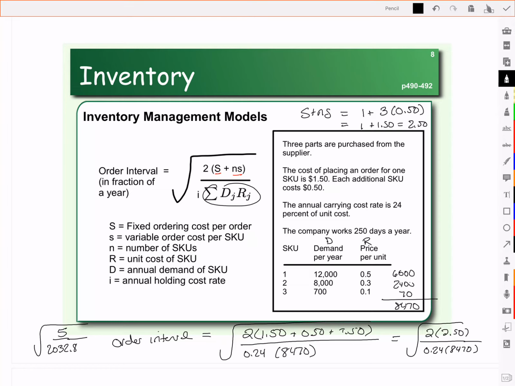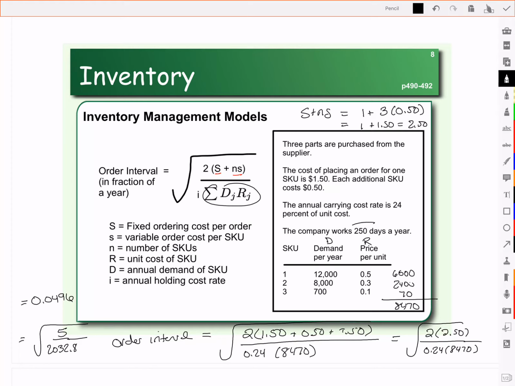And we can take the square root of that. All right, so 5 divided by 2,032.8 and square root of that. And when you do that, you get what? 0.0496. All right, so the order interval, that 0.0496, is a fraction of a year.